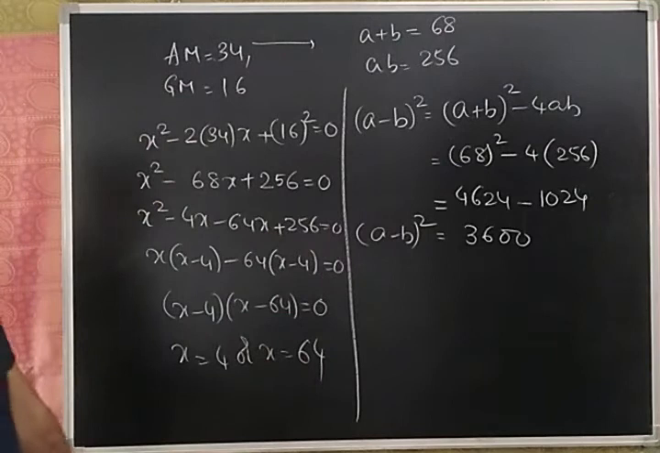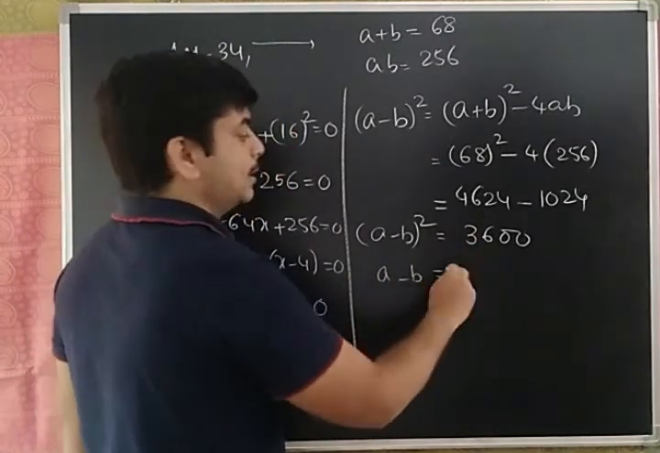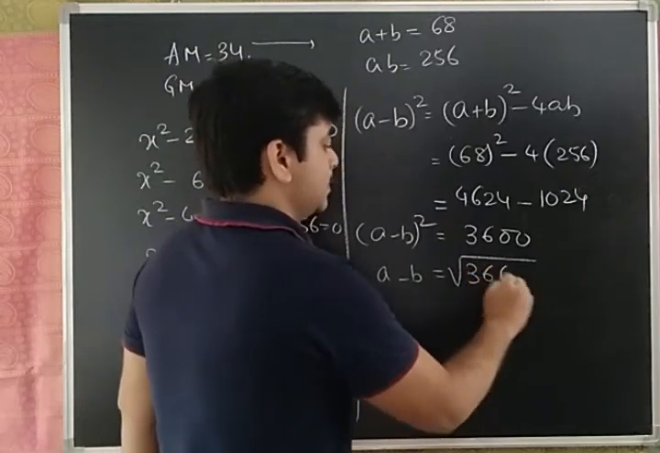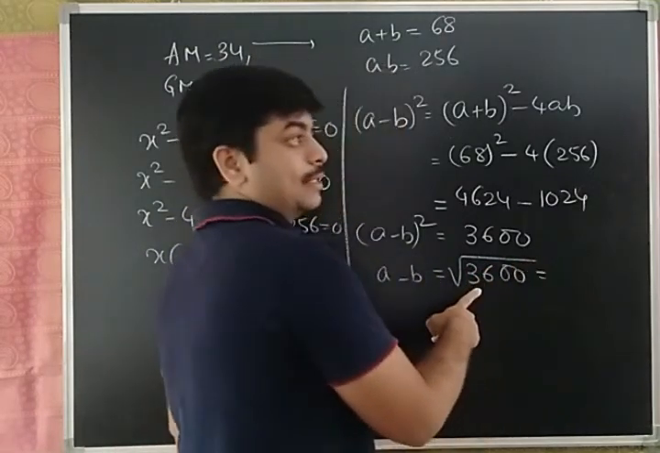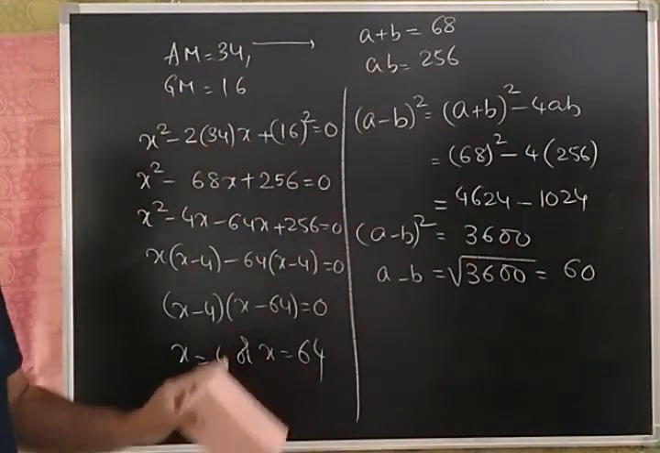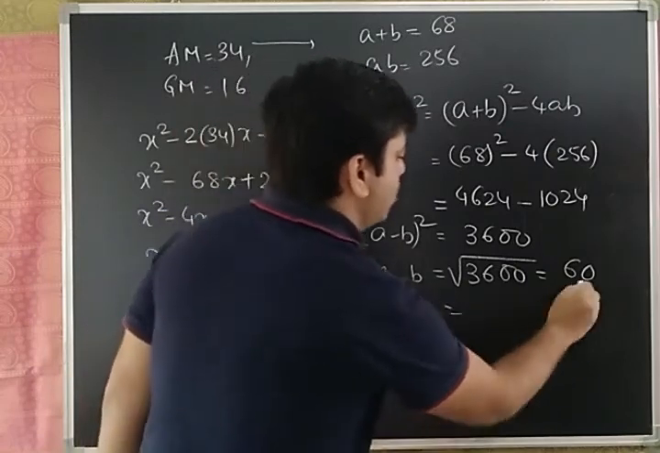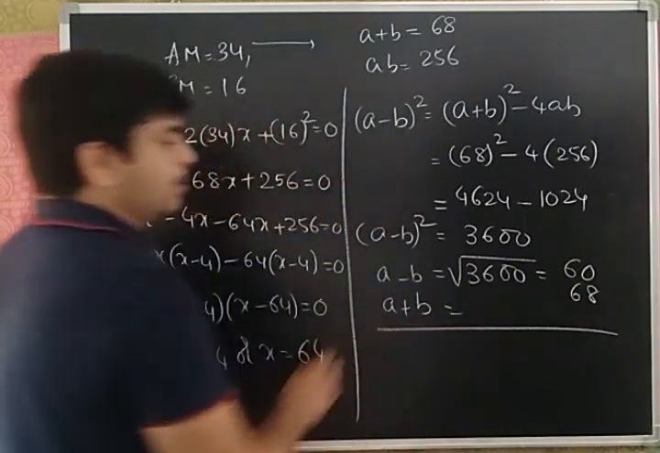What about a minus b? a minus b is equal to root over 3600, which is 6 times 10. So it is 60. Easy. a minus b is 60 and a plus b is 68. Can you solve these two now? Yes or no?